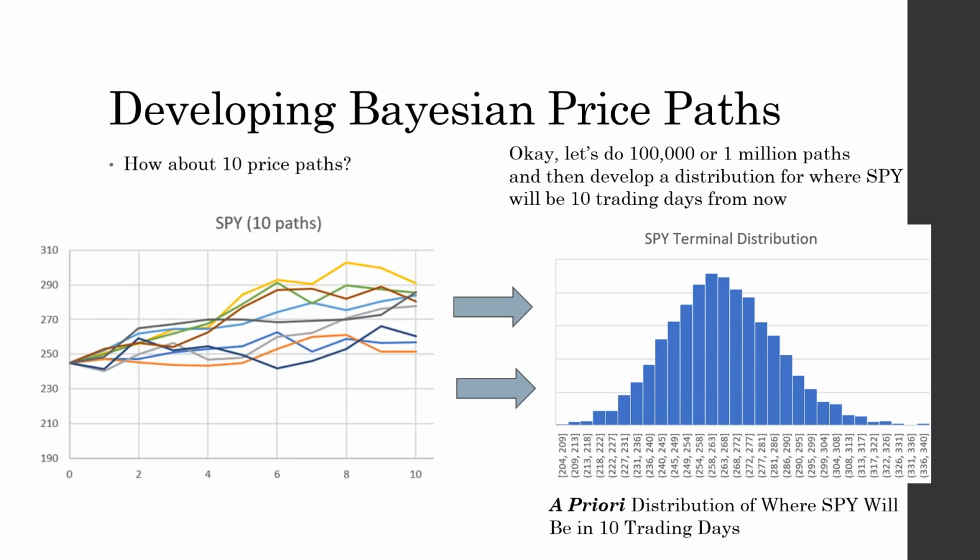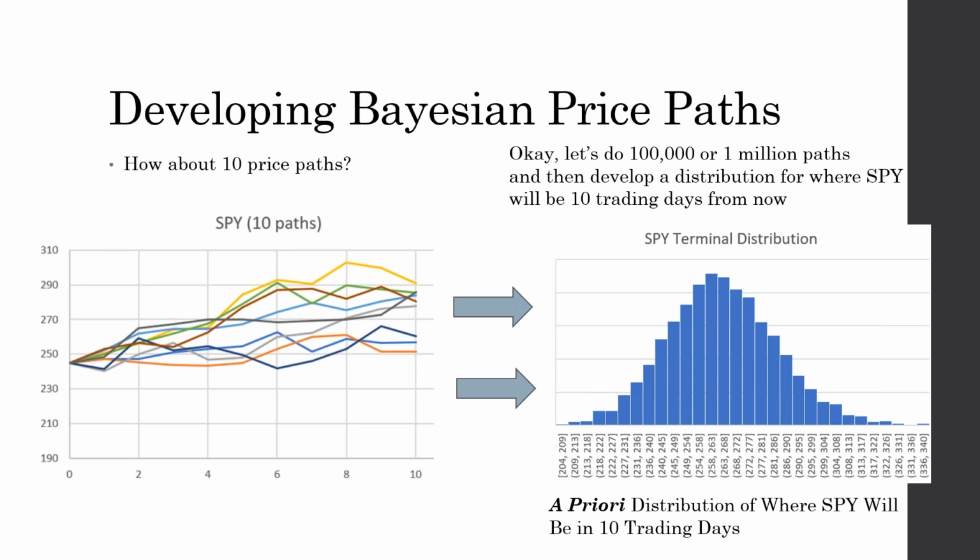So now I've got 10 price paths forecasted for where we believe the SPY is going to be 10 days from now. Now, I only do 10 there, so you can see. I still can't do much with 10. But what I can do is I can simulate this 100,000 times, 500,000 times, 1 million times. All right. With computing power, I'm able to do lots of simulation of prospective price paths into the future.